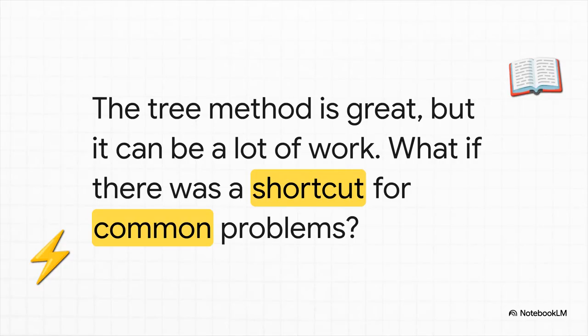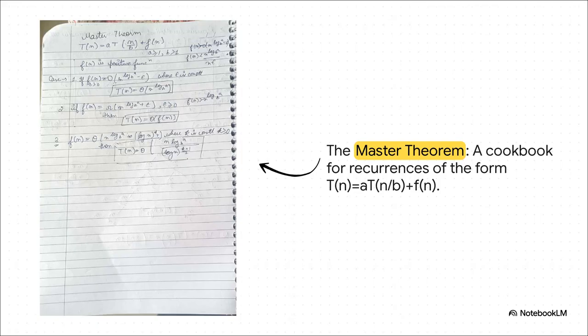Okay, the tree method is great, it's solid, but it can still be a lot of drawing and adding. Wouldn't it be amazing if for a whole bunch of common problems, there was just a formula you could plug the numbers into, a cheat sheet? Well, you're in luck. It's called the master theorem. And for a very specific but very common type of recurrence, this thing is a game changer. If your algorithm breaks a problem of size n into a smaller problems, each of size n over b, this theorem can just give you the answer. It's an incredibly powerful tool to have.